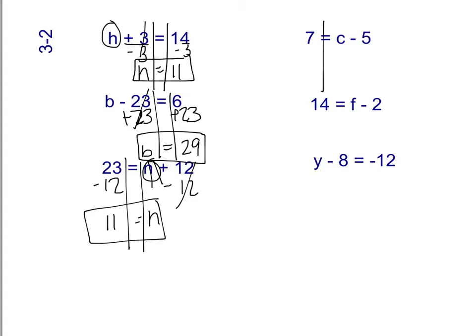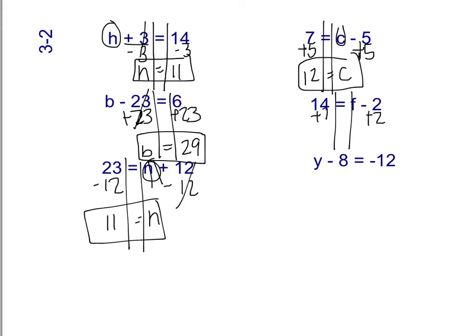Let's keep going. On this side I have c take away 5. The opposite of minus is plus 5. I'll do that to both sides and I get 12 is equal to c. On this one, the opposite of minus 2 is plus 2, so I'm going to add 2 to both sides. I get 16 is equal to f.